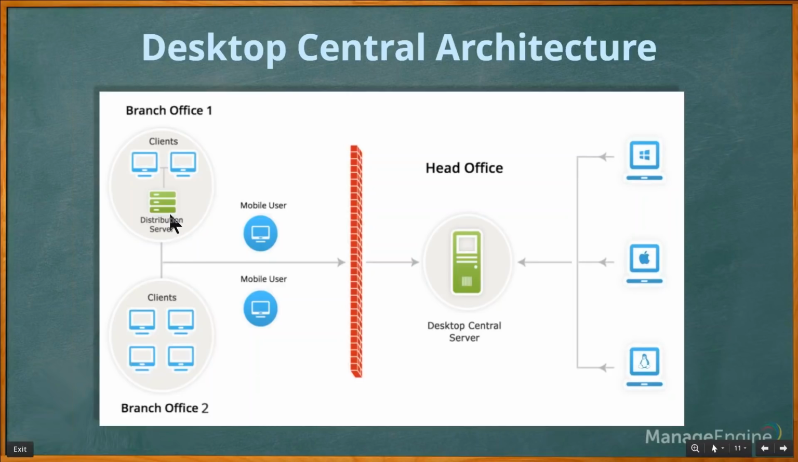Now, what is a distribution server? Imagine you are managing branch office 1 and branch office 2, and you have over 100 machines in branch office 1. If you have a distribution server installed on one of the machines in branch office 1, whenever you deploy the software, the agents will contact the distribution server and take the software locally. The distribution server will take the patch or the software from the main server and give it to the remote office agents.